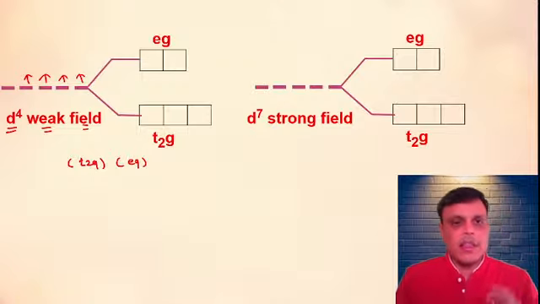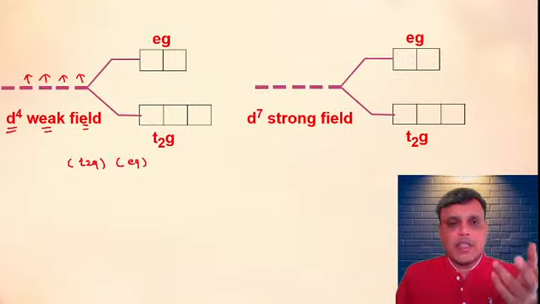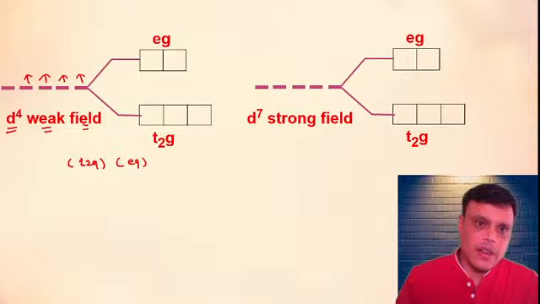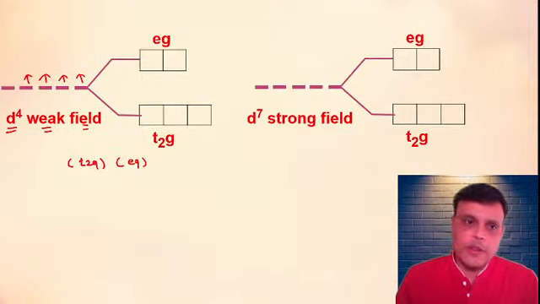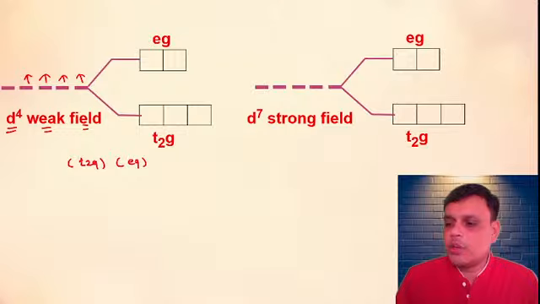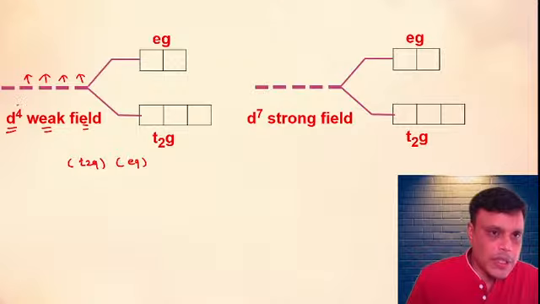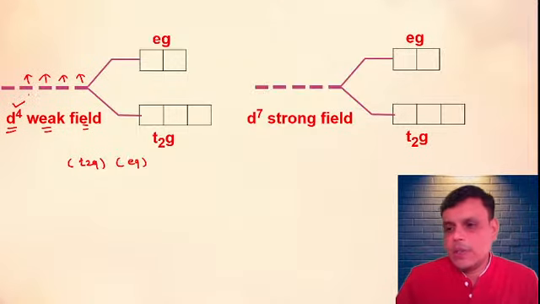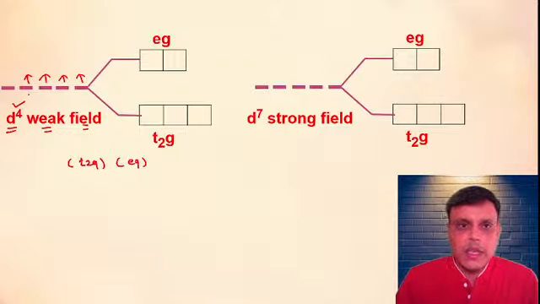Then we will see whether this electronic configuration is symmetrically filled or unsymmetrically filled. So first tell me the electronic configuration. Fill the electrons according to the rules. You have 4 electrons in the free metal ion, so that means you have a d4 system. ठीक है, बोलो जल्दी से. Tell me the electronic configuration.